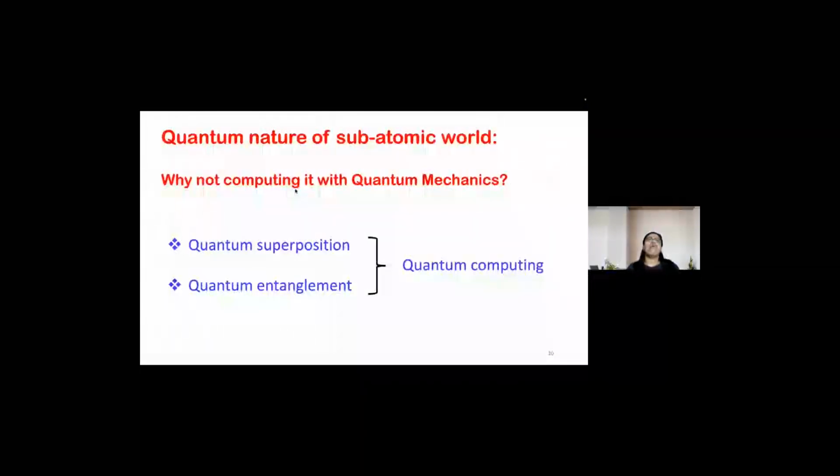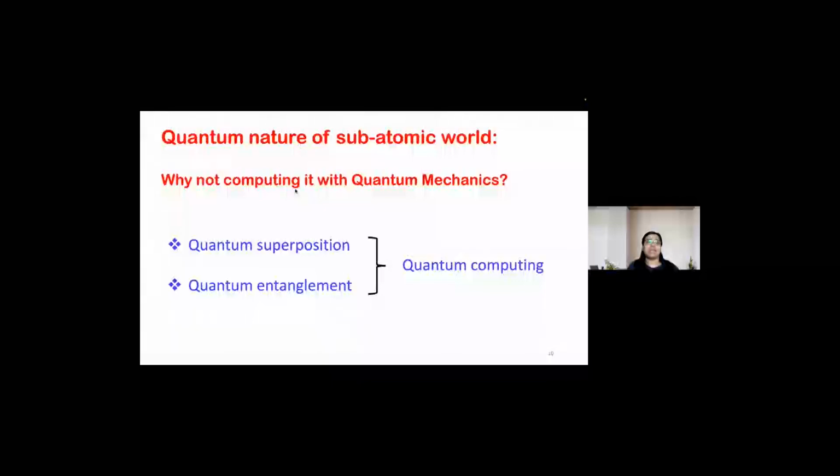But now the question that I can ask is that our nature is quantum. So we have established that our nature is quantum at the subatomic level, where the laws of classical physics don't work. Quantum computation sometimes we cannot understand at the level of classical physics. It's kind of mind-boggling. But then the question is, why not compute our quantum nature, our quantum world, with quantum mechanics, using the principles of quantum mechanics and using quantum computers?